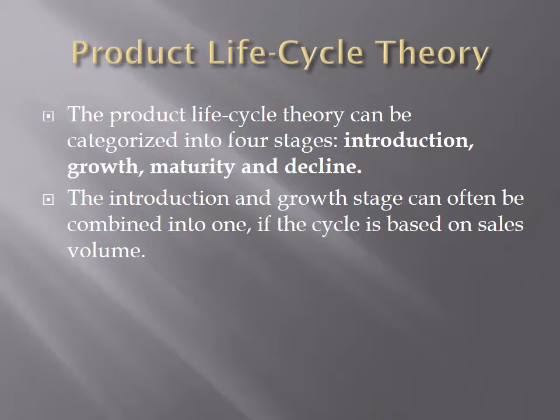Further expanding on information that is not found in the textbook, the product life cycle theory can be categorized in four main stages. These stages are introduction, growth, maturity, and decline. And the introduction and growth stage can often be combined into one if the cycle is based on sales volume.